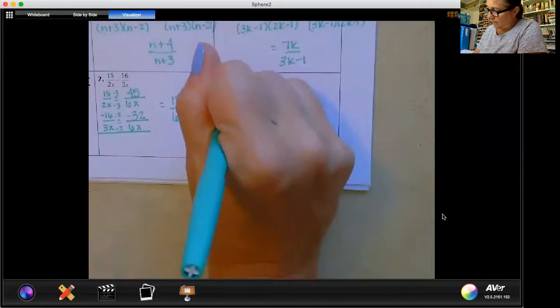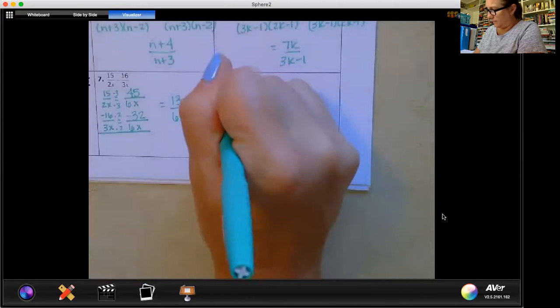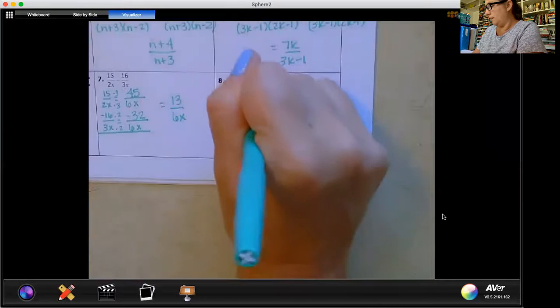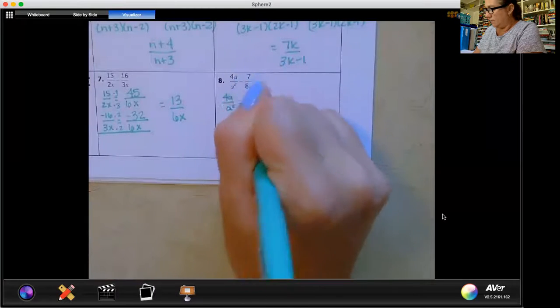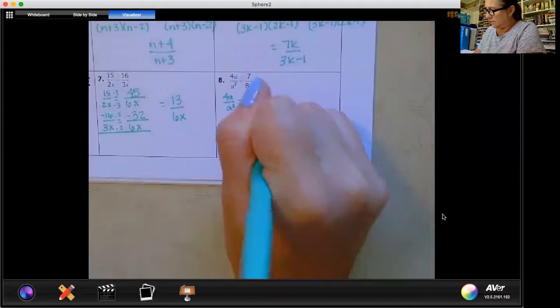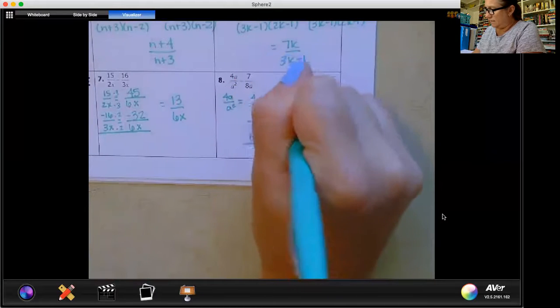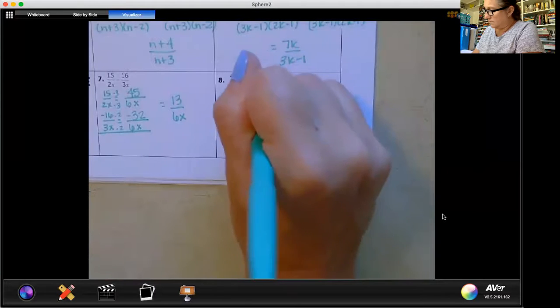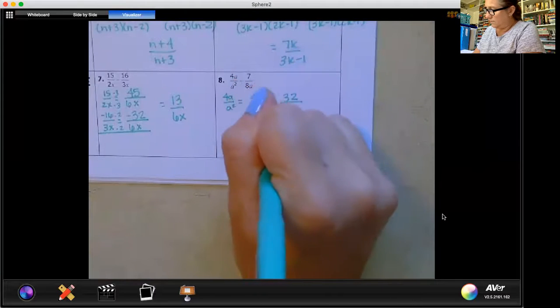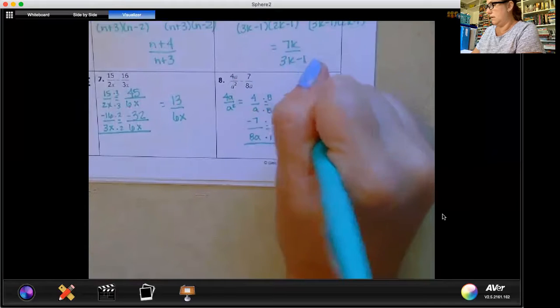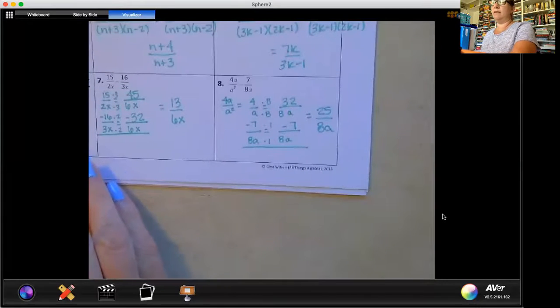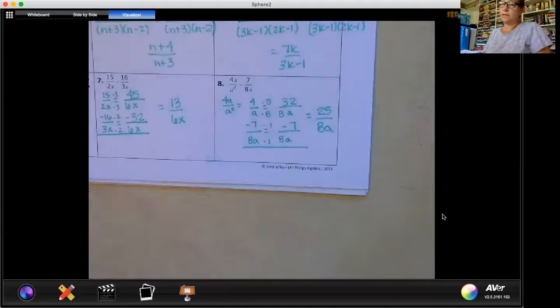So 4a over a squared. I'm going to simplify that, and I'm going to make that 4 over a and negative 7 over 8a. So what they have in common is a, and what is left is the 8. So times 8, 32, and that's just times 1, so minus 7. And you get 25 over 8a. Again, if you have a method that you like better, feel free to do so. Just make sure what you're doing is correct.